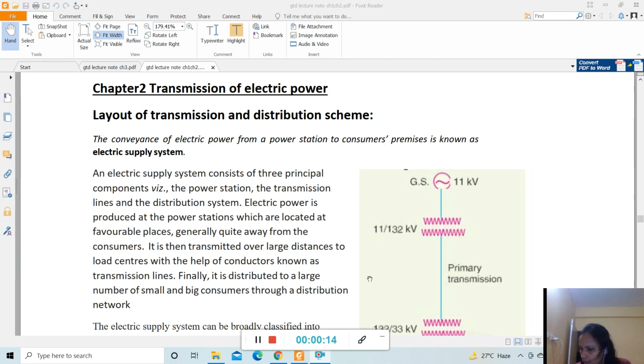So today our topic is the layout of transmission and distribution scheme, and this is for 4th semester diploma electrical engineering students. So in today's topic we will discuss the different components which are included in the transmission and distribution scheme of power system. Okay, so let's begin.